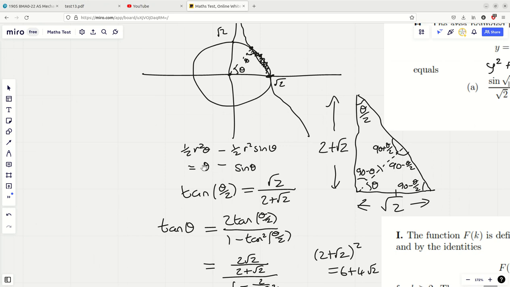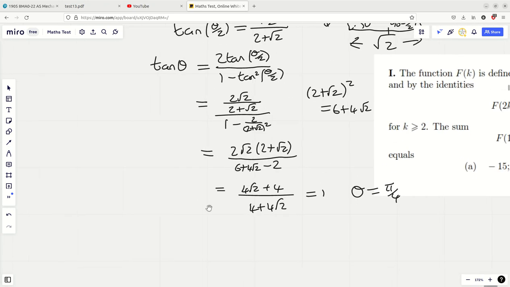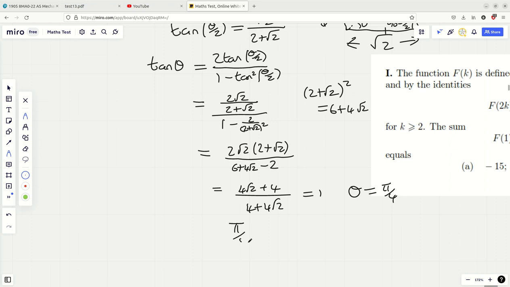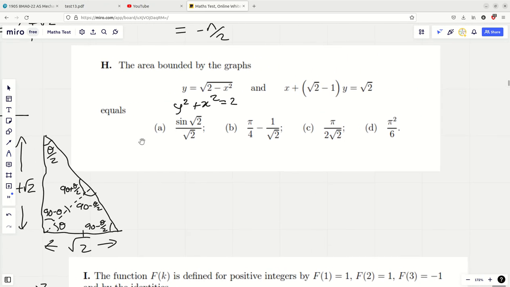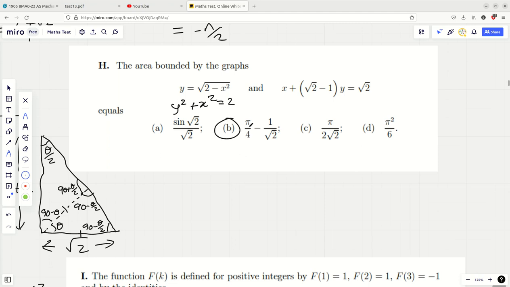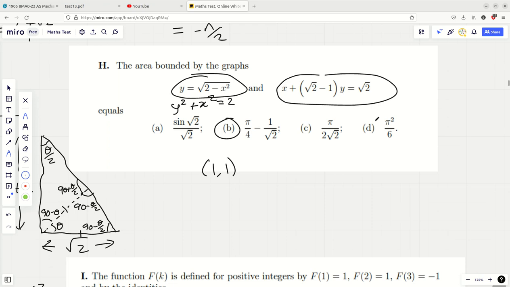Because remember, I said it was theta minus sine theta from that working out earlier. And so it's pi over 4 minus 1 over root 2, because sine of pi over 4 is 1 over root 2. So there we go. That's how I got that answer. Is it the most effective way? No. But interestingly enough, when I did look at the mark scheme, they just said, well, didn't you notice that 1, 1 lies on the line and on the circle? And the answer is no, I didn't notice. I wish I had noticed.